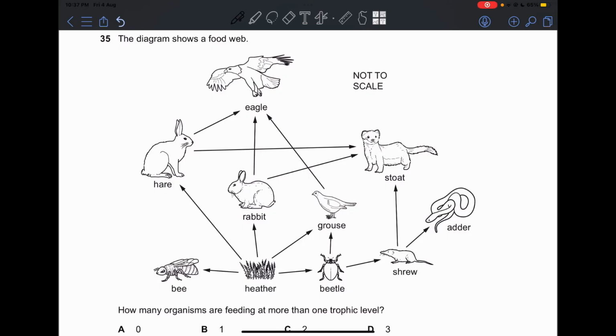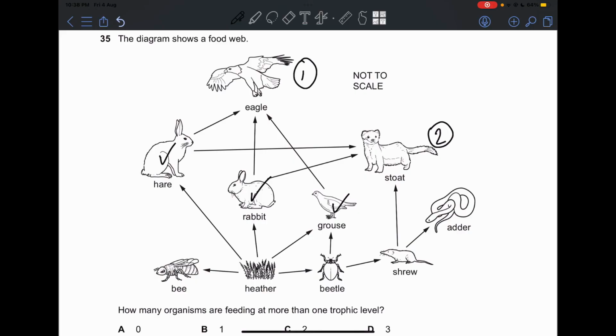Question 35. The diagram shows a food web. How many organisms are feeding at more than one trophic level? So first of all, we can see that the eagle is feeding on 3 organisms over here, the hare, and the eagle is feeding on the rabbit as well, and the goose. So that is considered 1. Number 2, we can see that the stoat as well, it is feeding on the hare, the rabbit, and the shrew. So this is another 1 as well.